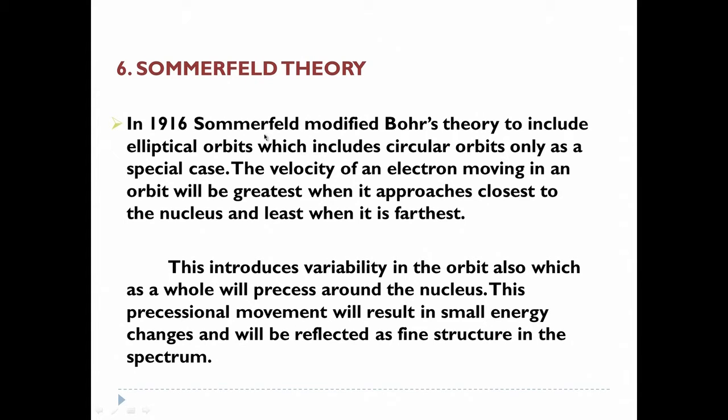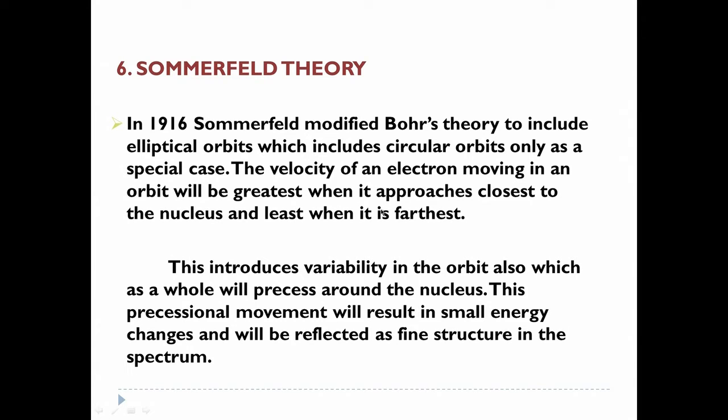So, because of the failure of the Bohr model, down the line Sommerfeld modified Bohr's theory to include elliptical orbitals. Bohr's theory said all the stationary states are circular, whereas Sommerfeld said they could be elliptical also, but as a special case it can be circular, just like in hydrogen. So, the velocity of an electron moving in such an orbit would be greatest when it approaches closest to the nucleus and least when it is the farthest.